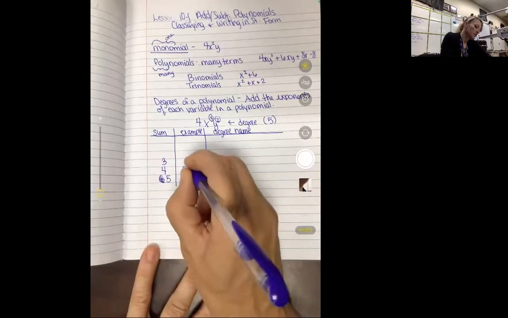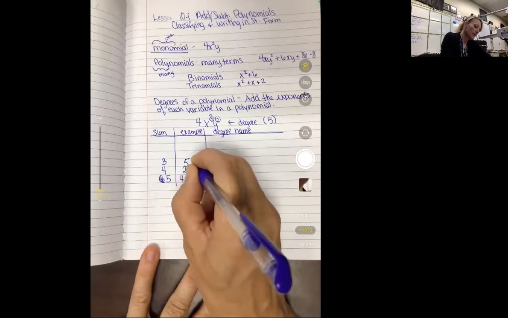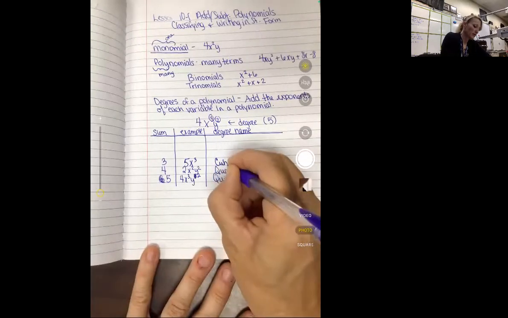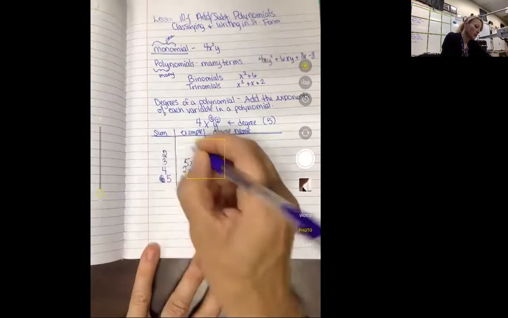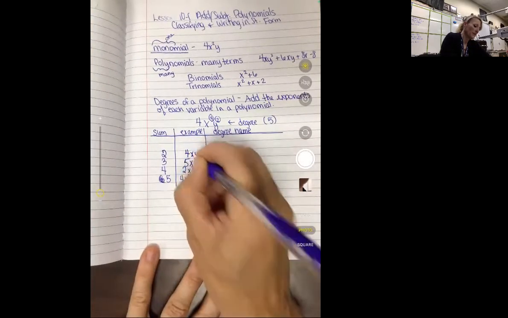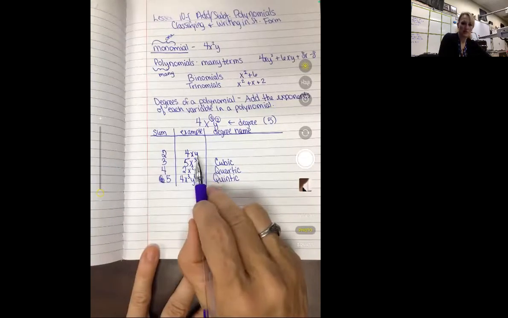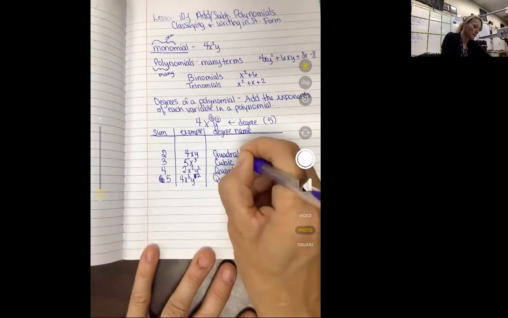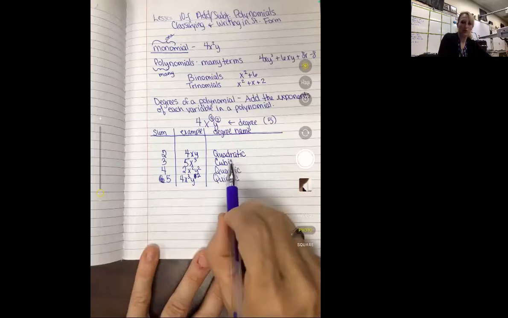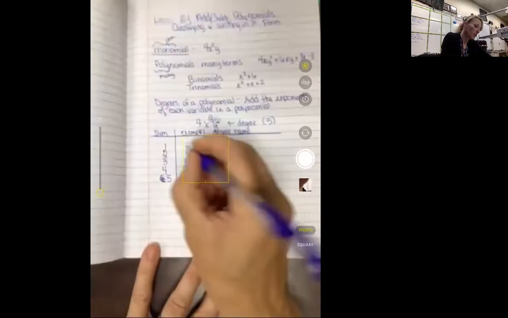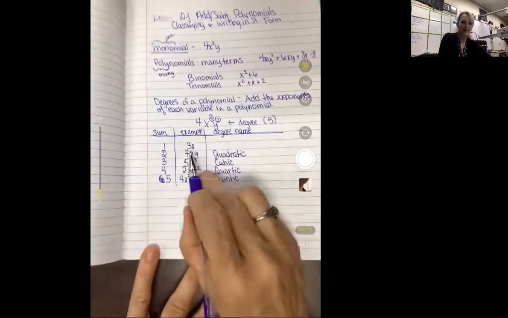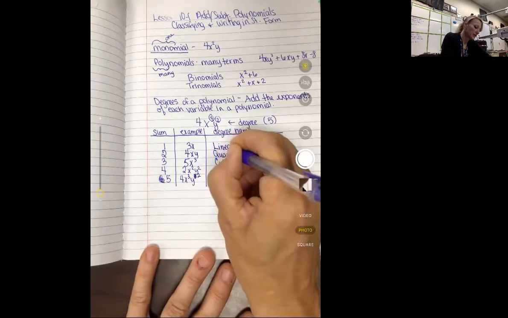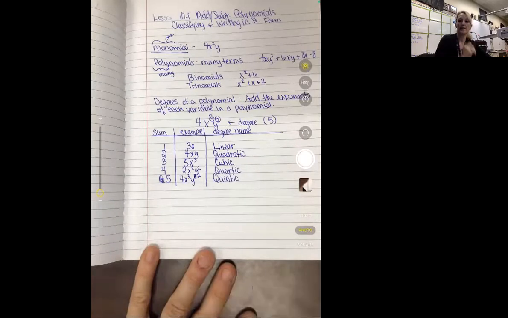If we have 3, like 5x cubed, that one has a sum of 3. That would be called cubic. If we have 2, like 4xy, this has a 1, this has a 1. If we add them together, they get 2. So 2 is going to be quadratic. We're going to be talking about quadratic equations in this unit quite a bit. If there's a sum of 1, like 3x, this is kind of like y equals 3x plus 2, or y equals mx plus b, which makes a linear equation. So it is called linear degree.